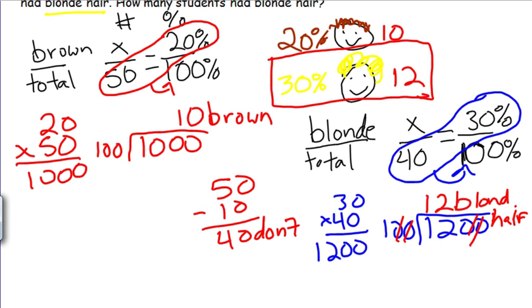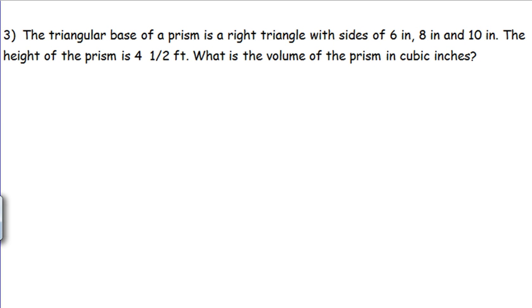Alright, number 3. So we got a triangular base of a prism is a right triangle with sides of 6, 8, and 10. The height of that prism is 4.5 feet. What is the volume of the prism in cubic inches? Okay, well, one thing we got to look at here is this is talking about inches, but over here we have feet. Hopefully we're starting to get more familiar with how to go from feet to inches. We know 4 feet, well, if 1 foot is 12 inches, that would mean that 4 times that much, 4 feet, would be 48 inches.